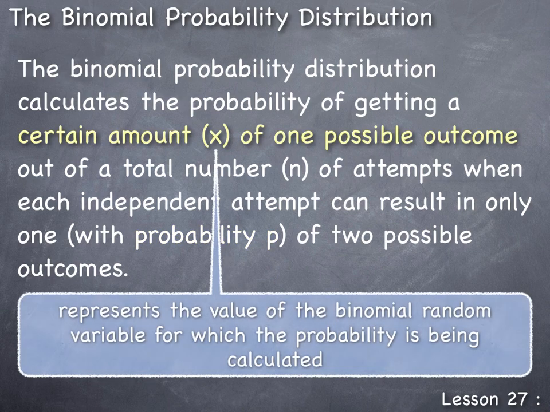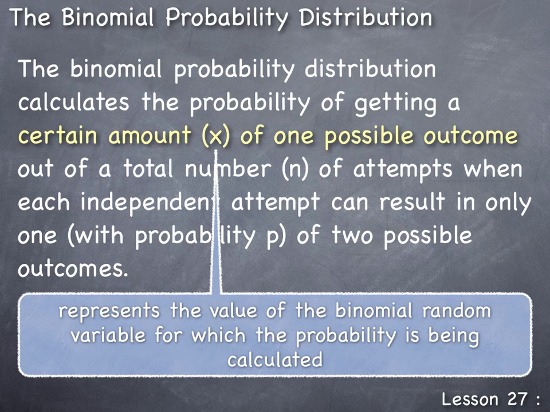X represents the value of the binomial random variable for which the probability is being calculated. So there's a particular probability question that we're trying to answer. X represents the value of that random variable that matches the particular probability question that we're trying to answer.